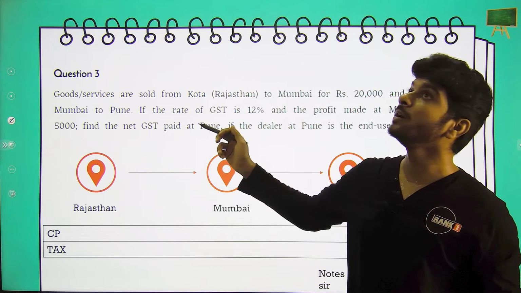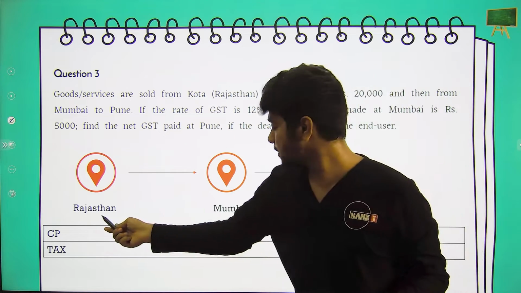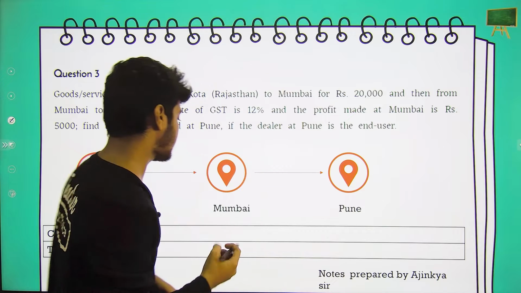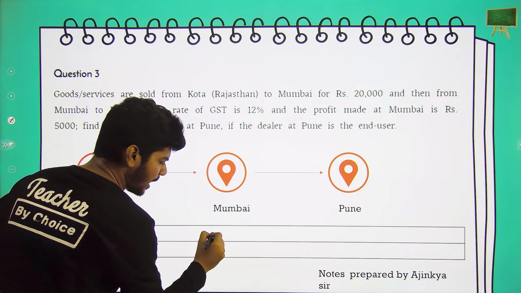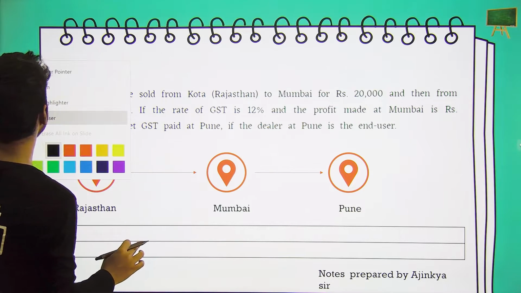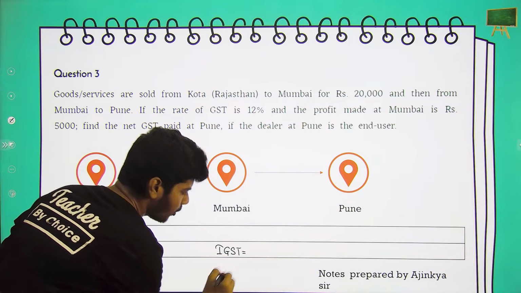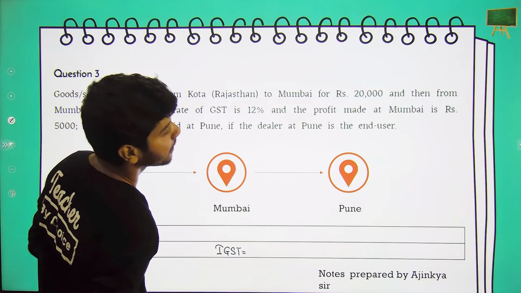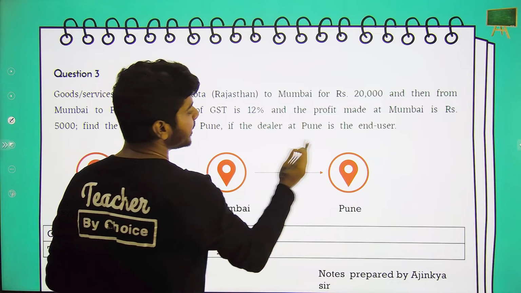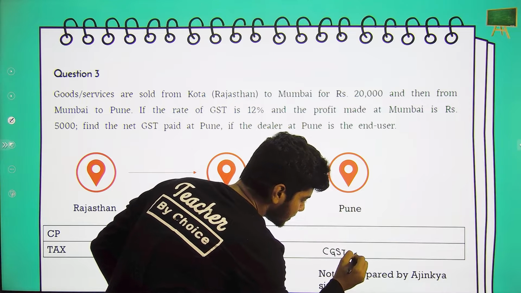Goods and services are sold from Kota, Rajasthan to Mumbai. See, there is a change of state. Rajasthan to Mumbai, and from Mumbai to Pune, here there is no change of state. So in the first case, there will be IGST. Cost price नहीं, tax की जगह पे लिखना है. Here we will calculate IGST, which is equal to how much percent they have given? 12%. Right, 12% is the IGST. And from Mumbai to Pune, now here there will be CGST plus SGST.